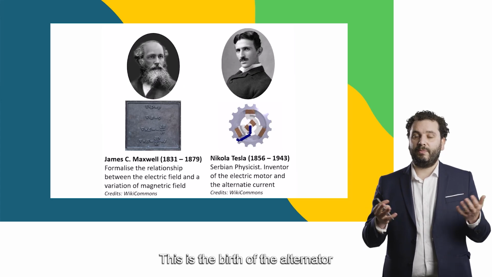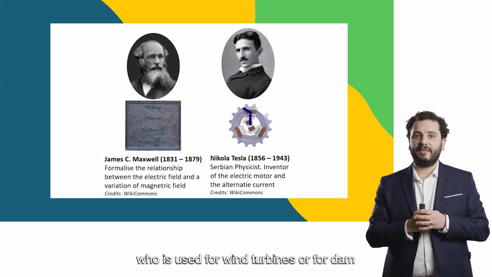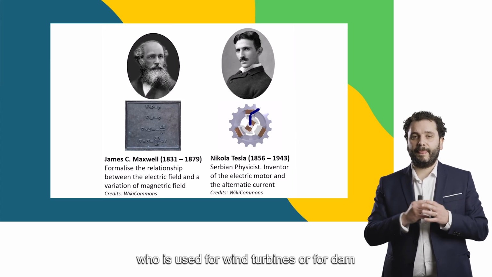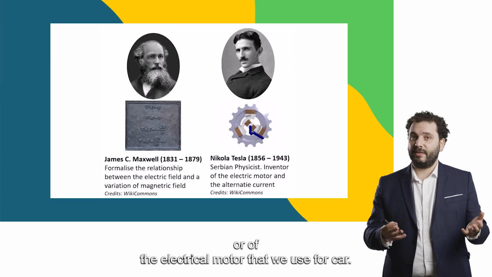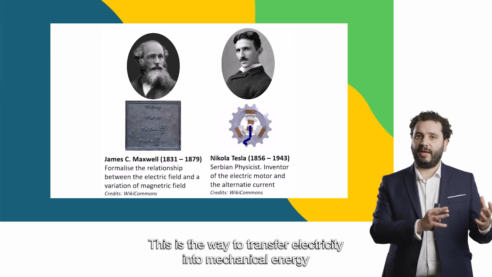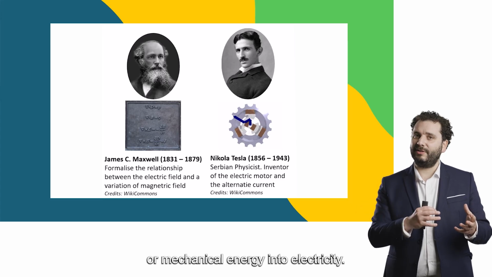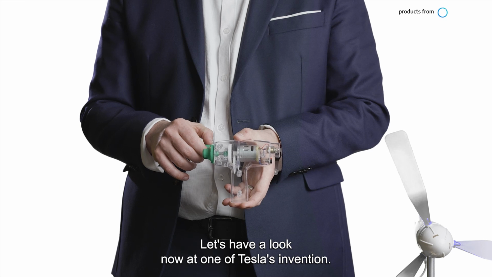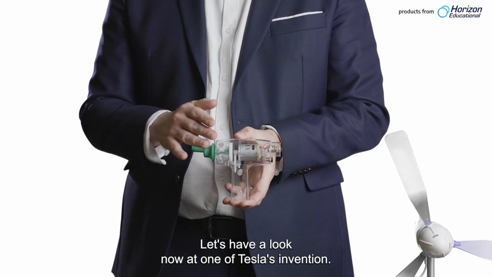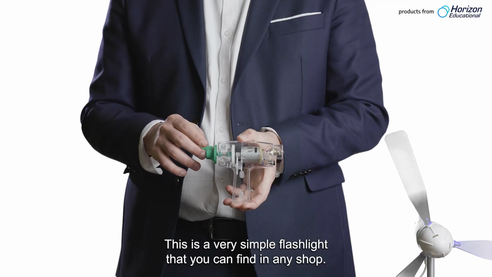This is the birth of the alternator, which is used for wind turbines or for dams, and of the electrical motor that we use for cars. This is the way to transform electricity into mechanical energy or mechanical energy into electricity. Let's have a look now at one of Tesla's inventions. This is a very simple flashlight that you can find in any shop.